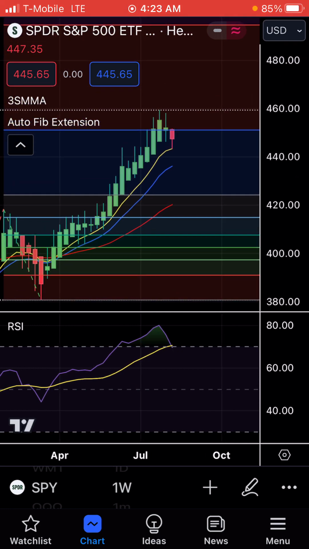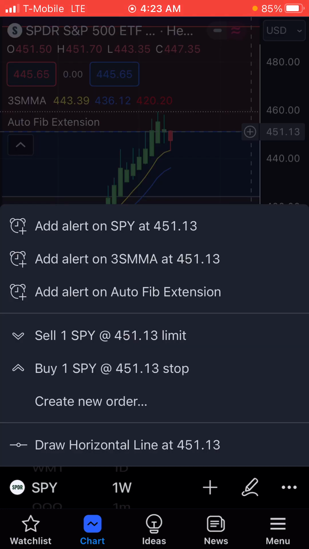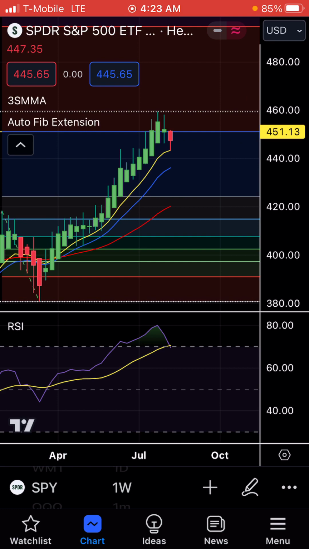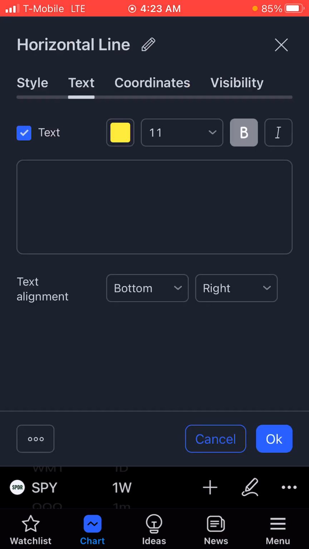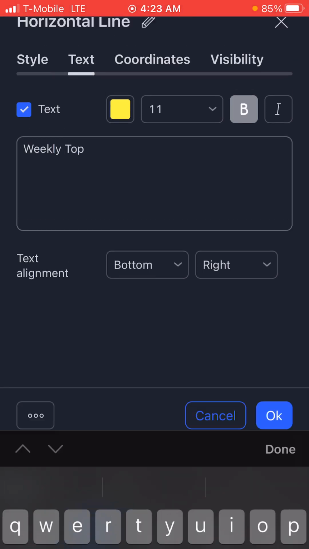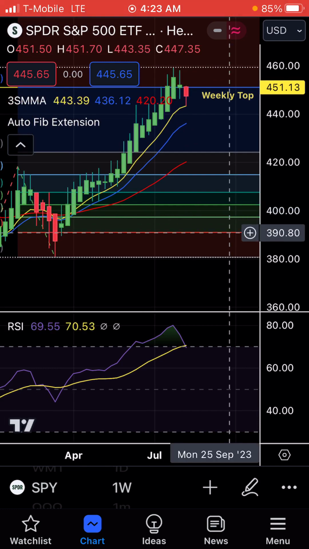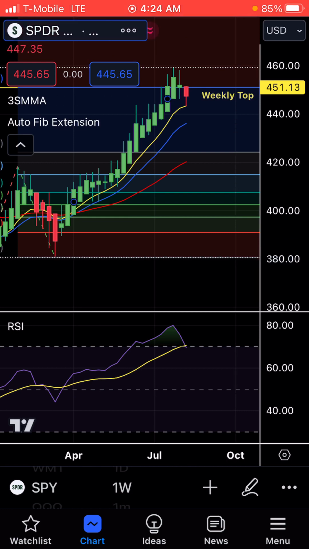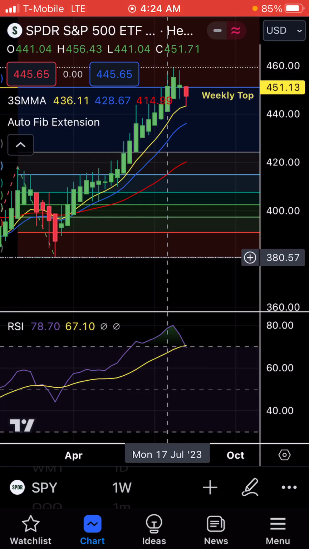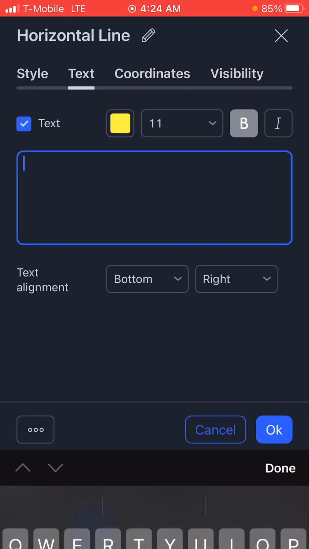So what we want to do is draw our line close to where the candles are at. So that would be right here. This is going to be the weekly top. And then we go to the lowest point of where the candles are at, which is right here. I already drew that line, but I draw right about here. This is the bottom of the weekly. So we would say this is the weekly bottom.